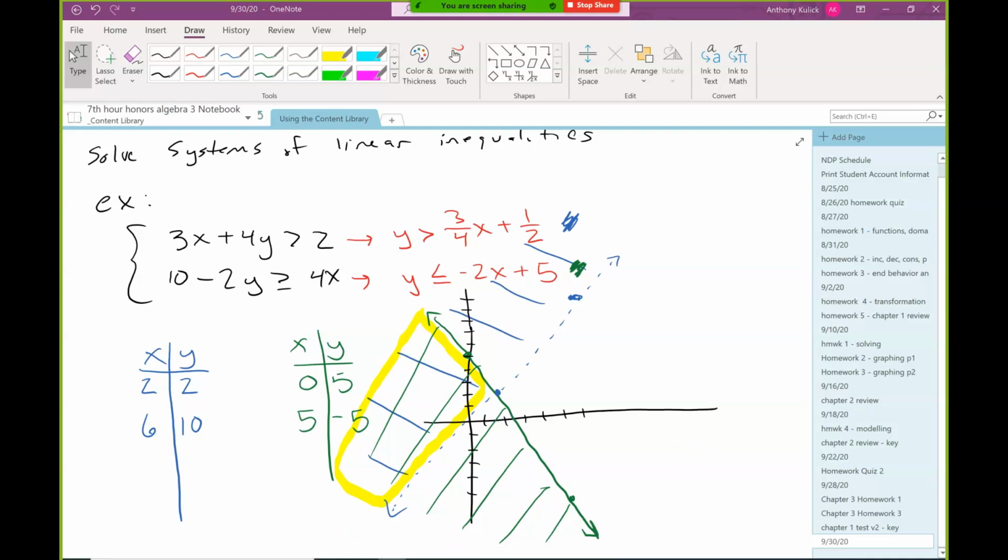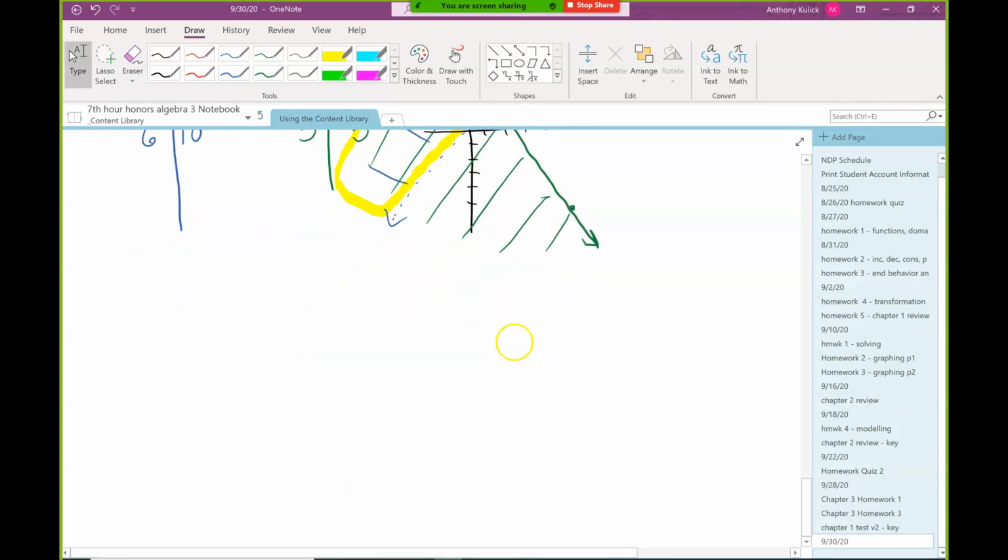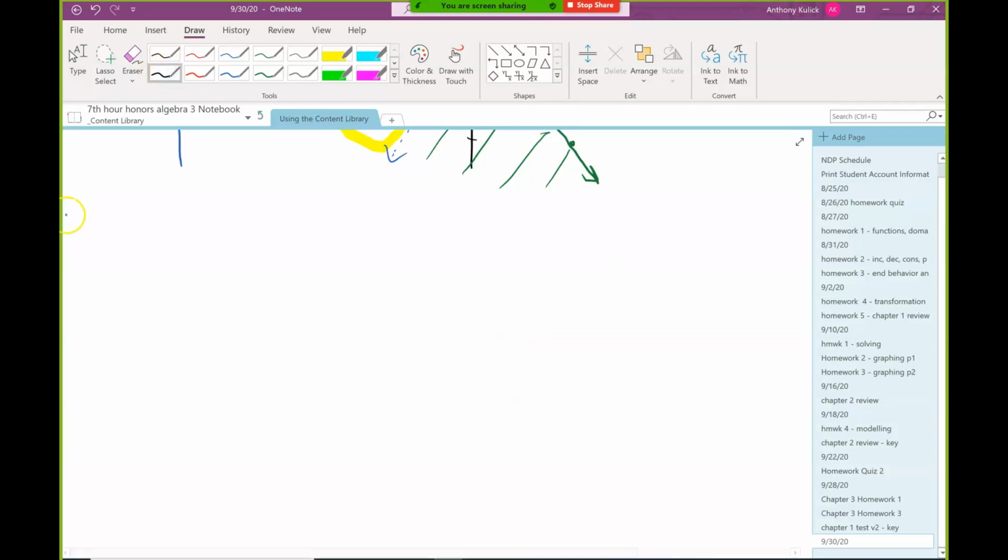The second thing that I want to talk about today is solving 3-variable systems.